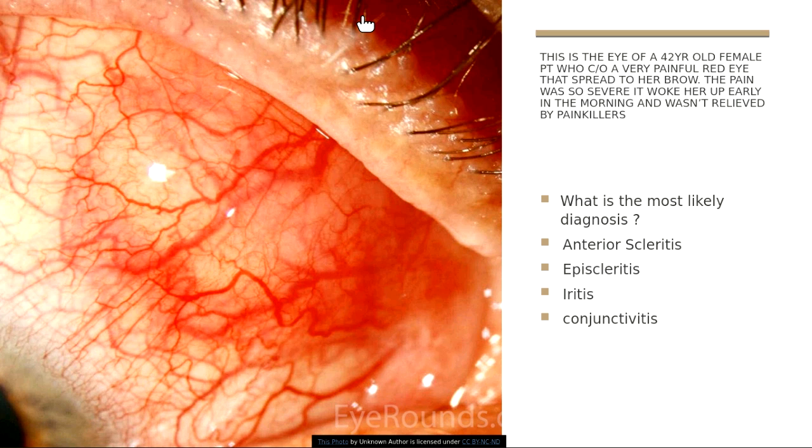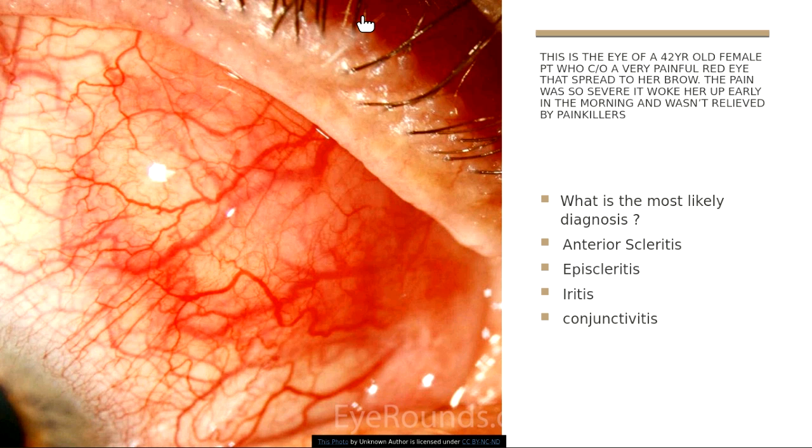But most patients with an iritis are not going to complain of a pain that spreads to their brow or wakes them up at night. Okay, so it's slightly different. The scleritis is usually more severe, and radiates.